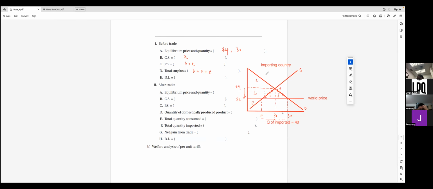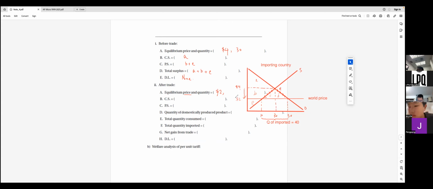When there is no governmental intervention, what happened? When there is no governmental intervention, no deadweight loss, right? No deadweight loss. Okay, let's look at after the international trade. After the international trade, we mentioned the domestic price has been lowered from $4 to $2.